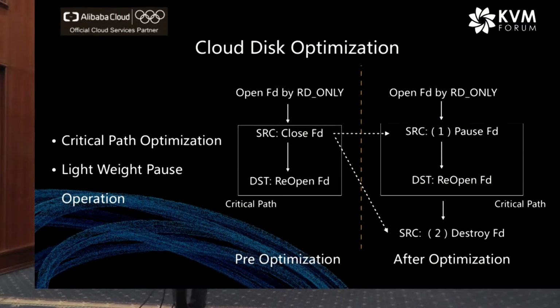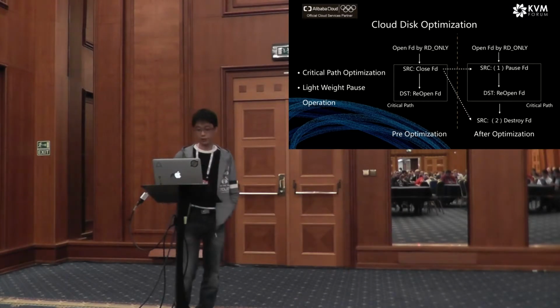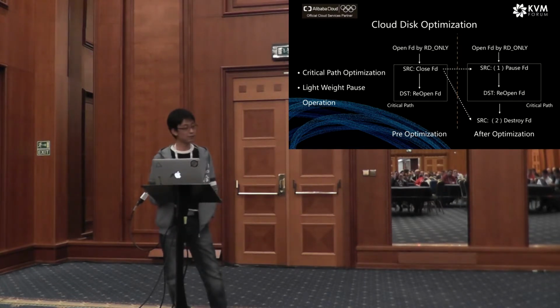Another thing we have done is the cloud disk optimization. At first, the file descriptor at the destination is opened read-only. And then the source will close the FD. And after the VM transfers to the running host, the destination will reopen the FD with the read and write flag.